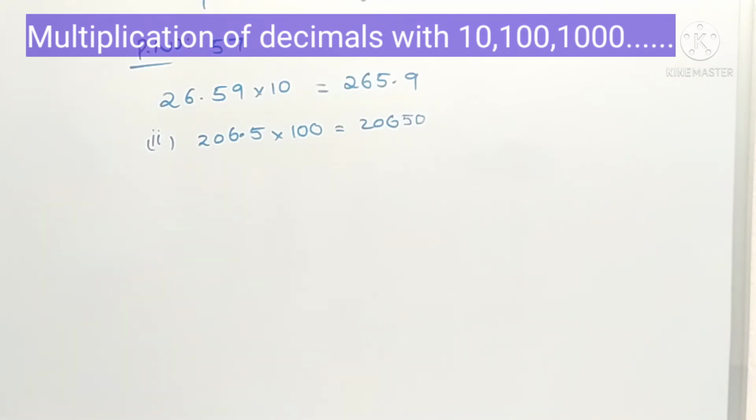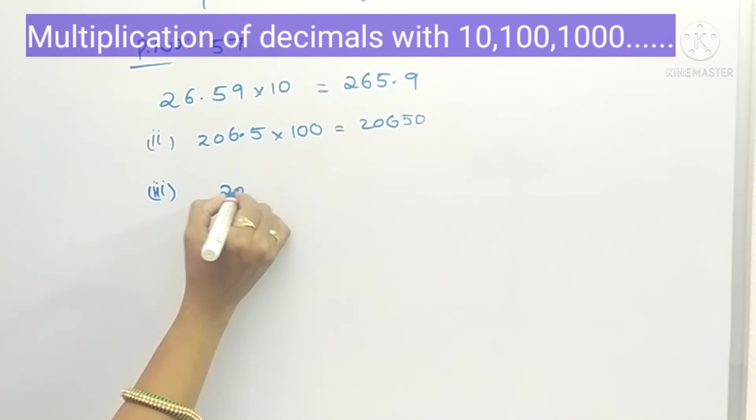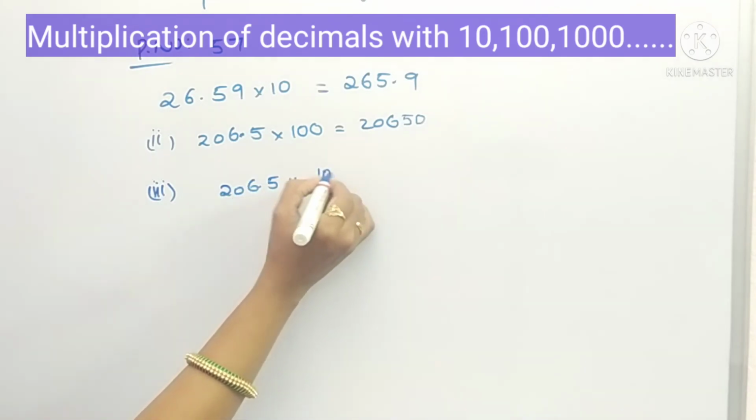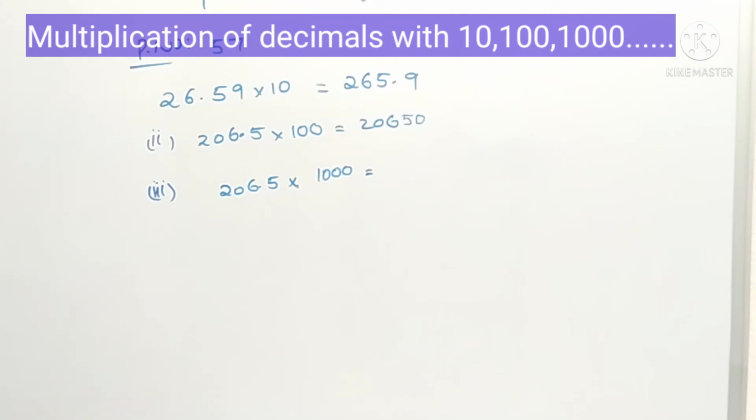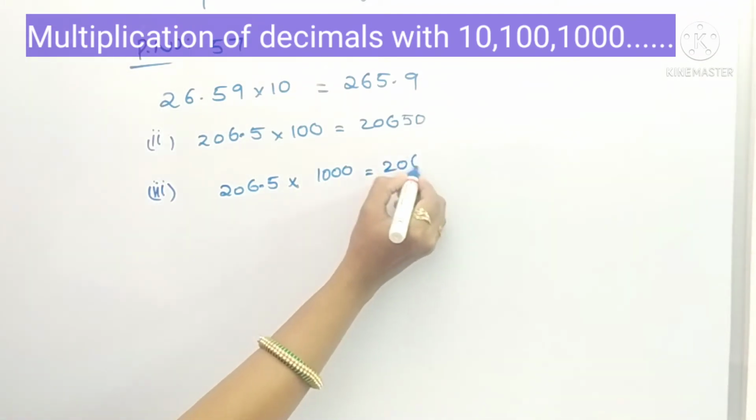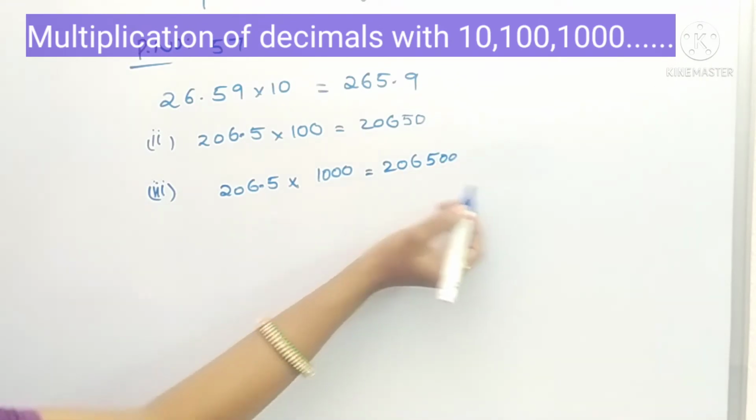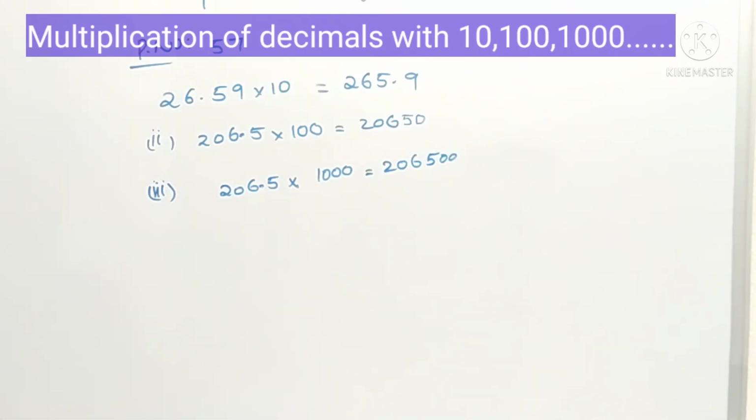Next one, third one, 206.5 into 1000. So here how many zeros are there? 3 zeros are there. So the decimal point moves 3 digits right side. Okay. So 206 and only 1 digit we have right side, 5 and another 2 zeros. So this is 2,06,500.